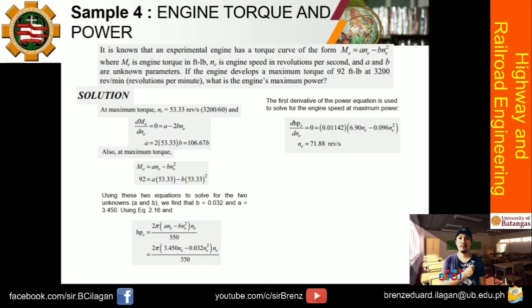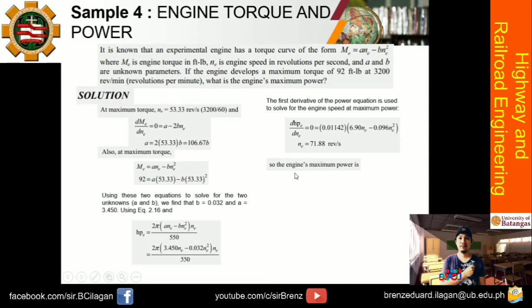So substitute nyo lang siya. Ayan. So from where dHp sub e over dn sub e will be equals to 0, and that will be equals to 0.01142 times the quantity of 6.9 n sub e minus 0.096 n sub e squared. And then from there, we will find that n sub e is equal to 71.88 revolution per second.